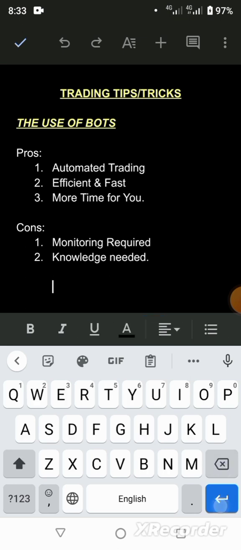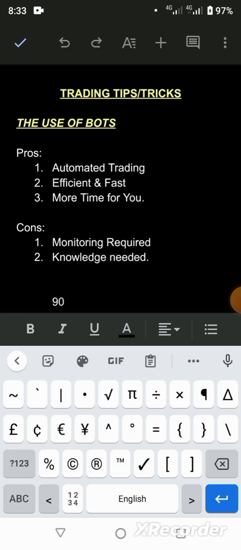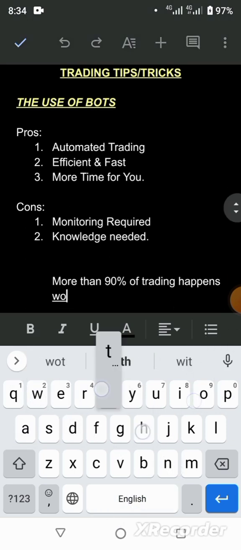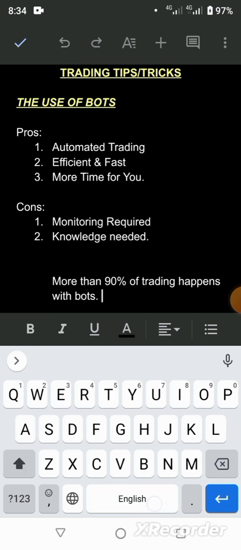Now, one key thing you have to know about bots is that more than 90% of trading happens through bots today. Big exchanges like Binance, KuCoin, Bybit, BTR, the Binks, all of these massive exchanges have inbuilt bots. You understand? And for those that don't have inbuilt bots, they have APIs where you can plug in and use bots on them.